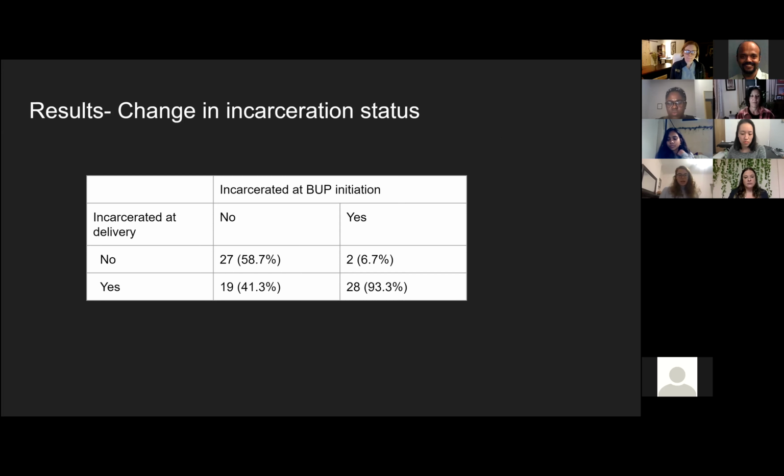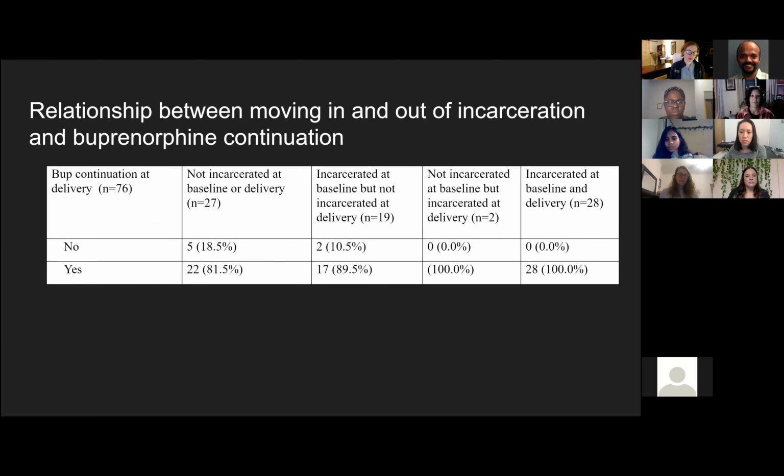So that's pretty crazy, that much movement in and out of incarceration during this time of pregnancy and delivery. And then that led us to question, how does moving in and out of incarceration impact buprenorphine continuation at delivery? It was too small of a sample size to do much statistical testing, but I just wanted to look at the rates of buprenorphine continuation.